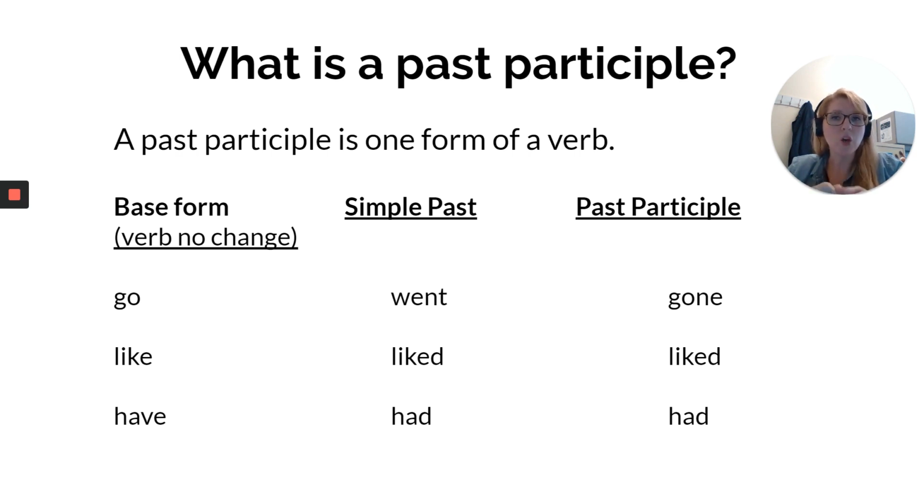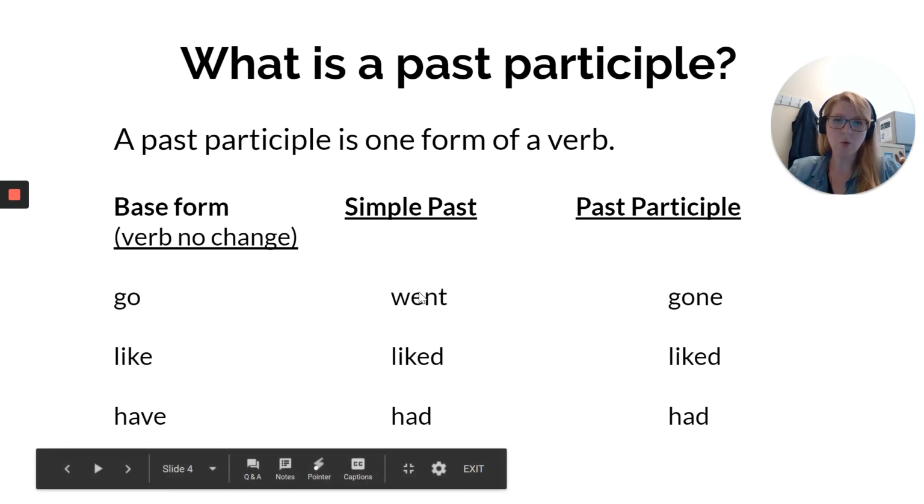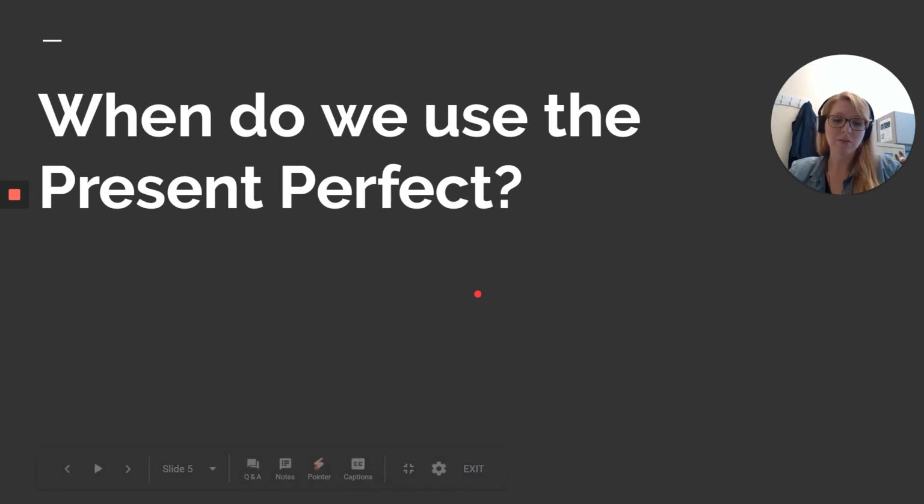So with a verb like go, for something that happened in the past and is finished, we use simple past: went. But for something that started in the past and is still true now, or is in the past but connected to now, we use the past participle, the third form of the verb. And you can see here on my screen, go, went, gone. Gone is that past participle.